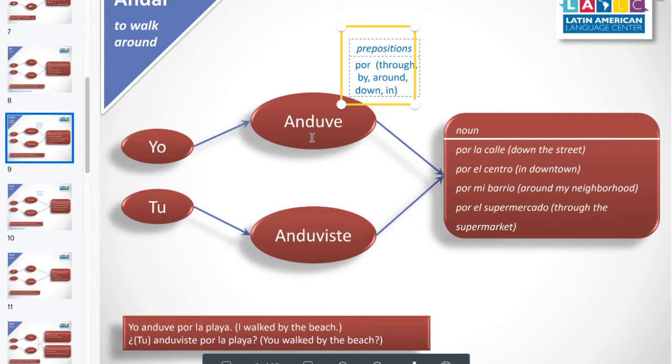Andar por is like walk by or walk around by. So I have some examples for you in here. For example, yo anduve por la playa. So you see, anduve is I walk by the beach, right? But let's say yo anduve por el centro. You see, I walk around downtown.